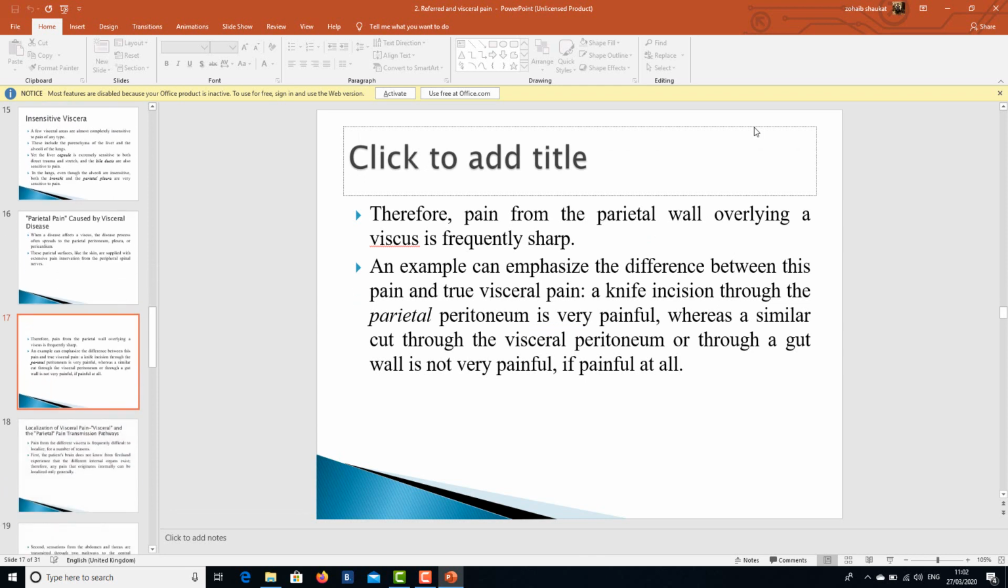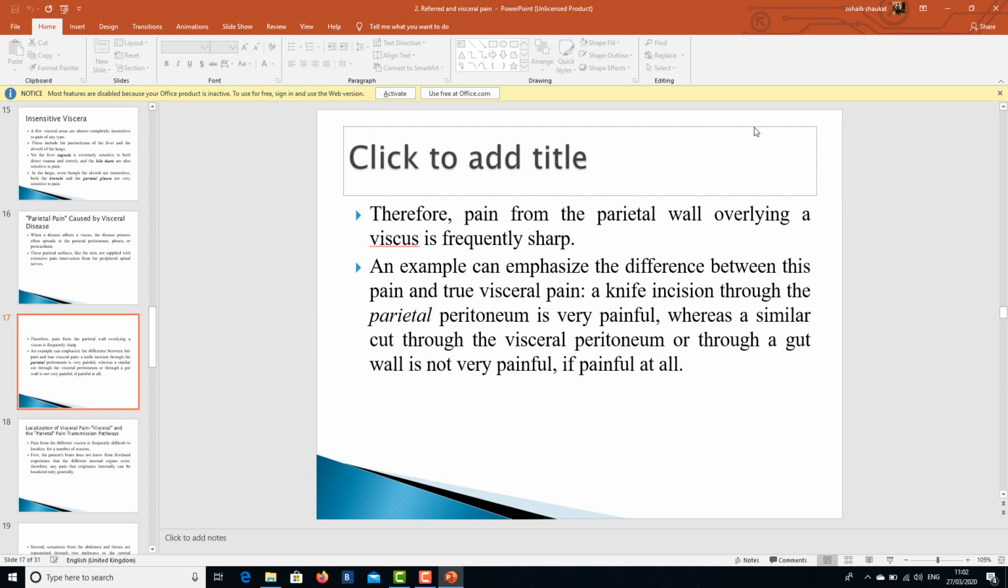Therefore, the pain from the parietal wall overlying a viscera is frequently sharp. It is frequently sharp because it is quite well innervated by the free nerve endings of A delta fibers type. An example like that between this pain and true visceral pain is a knife incision through parietal peritoneum is very painful. Therefore, a similar type of cut via the visceral peritoneum or through a gut wall is not very painful, if painful at all.